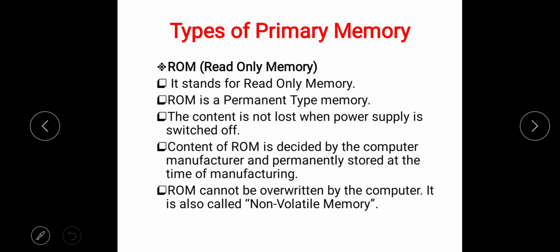Next part of the primary memory is the ROM, which stands for read only memory. It is a permanent type of memory. The content is not lost when the power supply is switched off. All the instructions written on this device are permanent, written by the manufacturer, and stored at the time of manufacturing. It means they are all pre-written information. ROM cannot be overridden by the computer. It is called non-volatile memory.